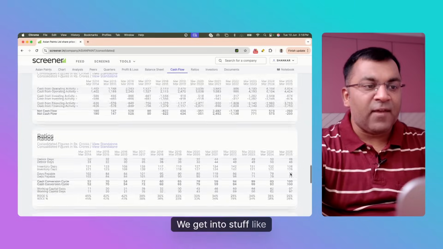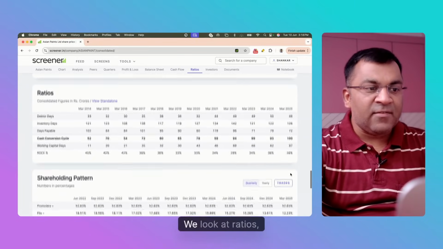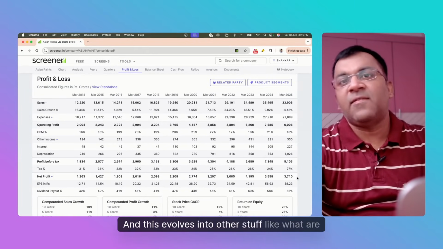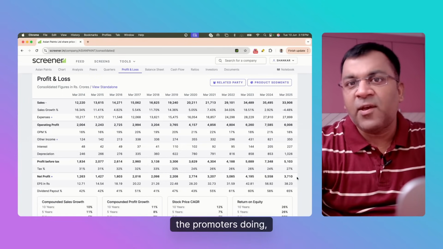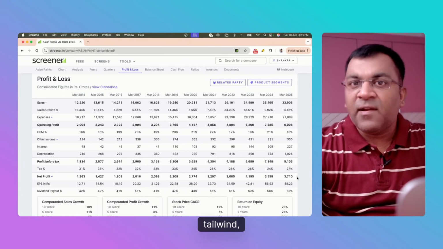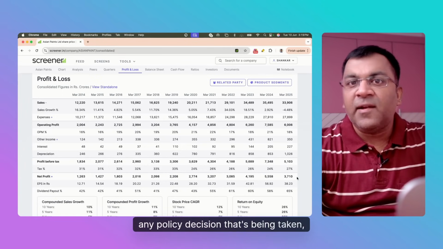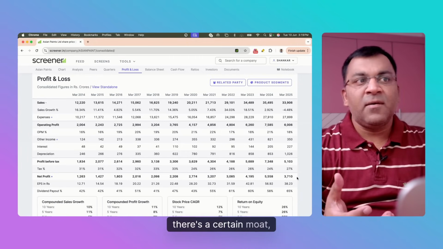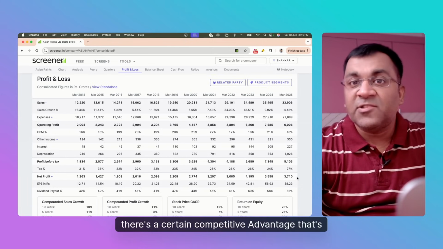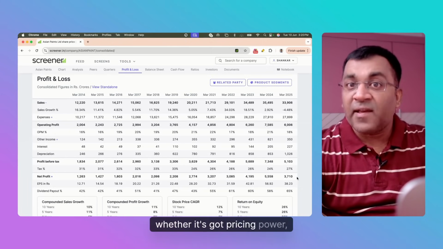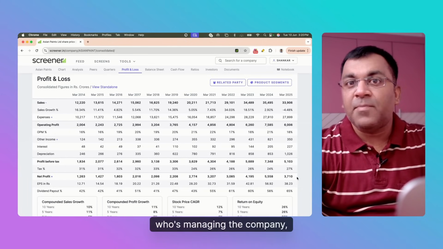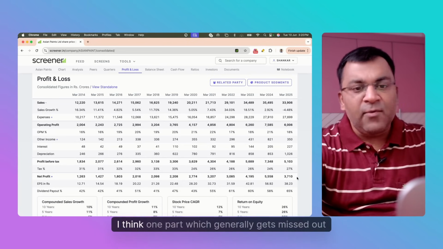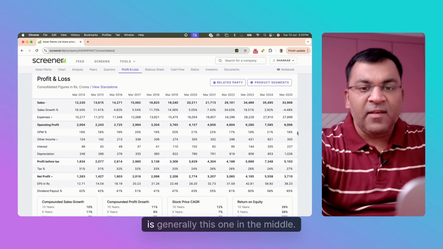Then we look a little deeper, right? We get into stuff like cash flow analysis, we look at ratios, shareholding patterns, and this evolves into other stuff like what the promoters are doing, whether there's any tailwind, any policy decision that's being taken, who the competitors coming in are, whether there's a certain moat, a certain competitive advantage that's available with the company, whether it's got pricing power, who's managing the company, stuff like that.